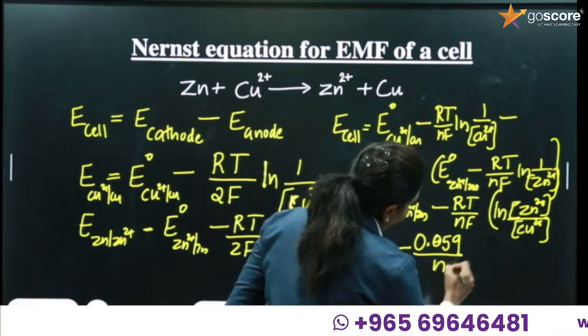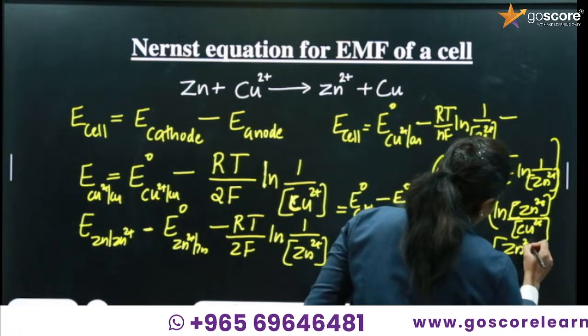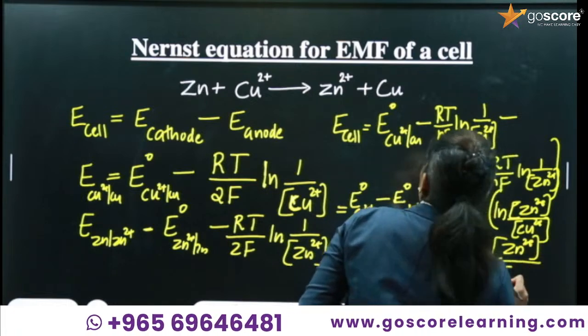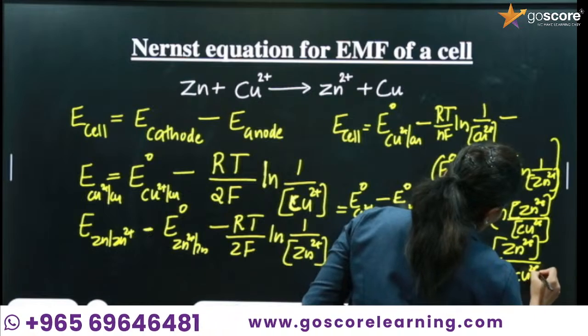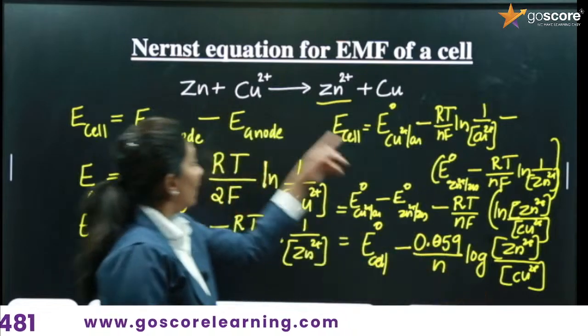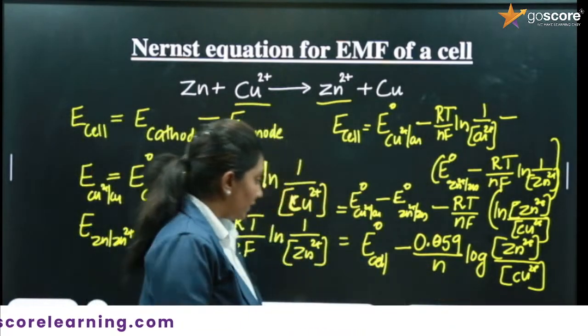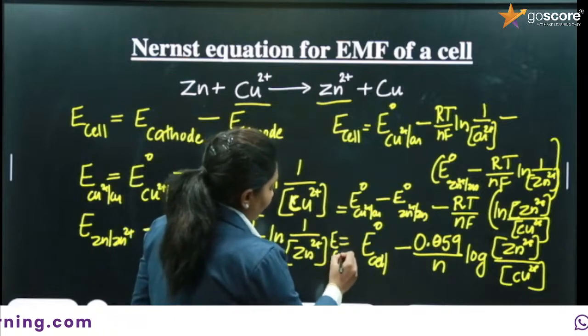0.059 divided by N, log concentration of Zn2+ by Cu2+. So what comes on the right hand side will be in the numerator, and the ion coming on the left hand side will be in the denominator. So that is the E cell.